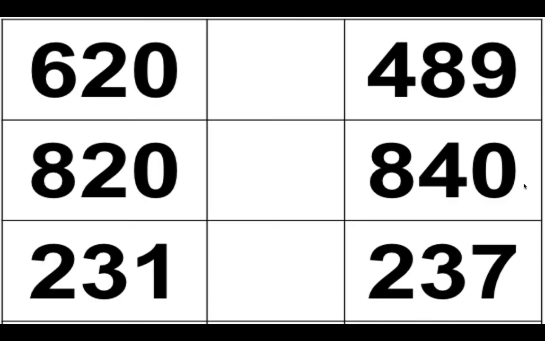So here's what your activity is going to look like. You're going to have a row of two numbers. You are going to draw the comparison symbol, the greater than, less than, or equal sign in between the two in this Nearpod lesson. All right, good luck.